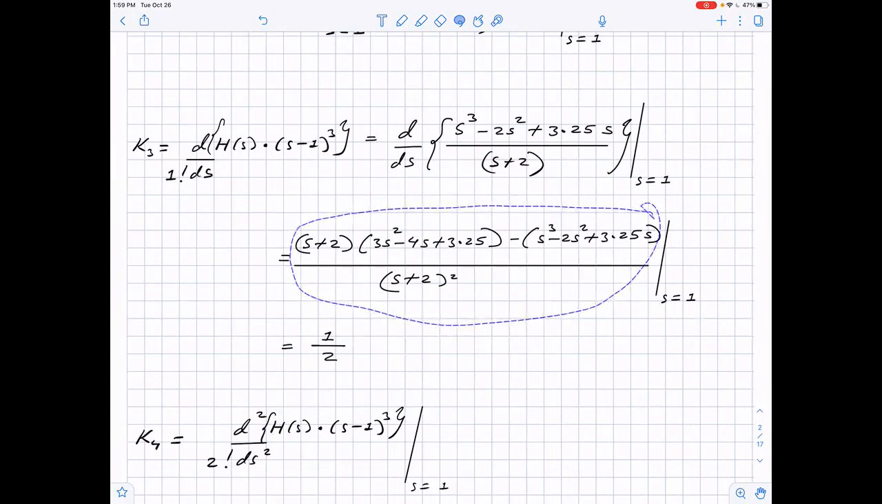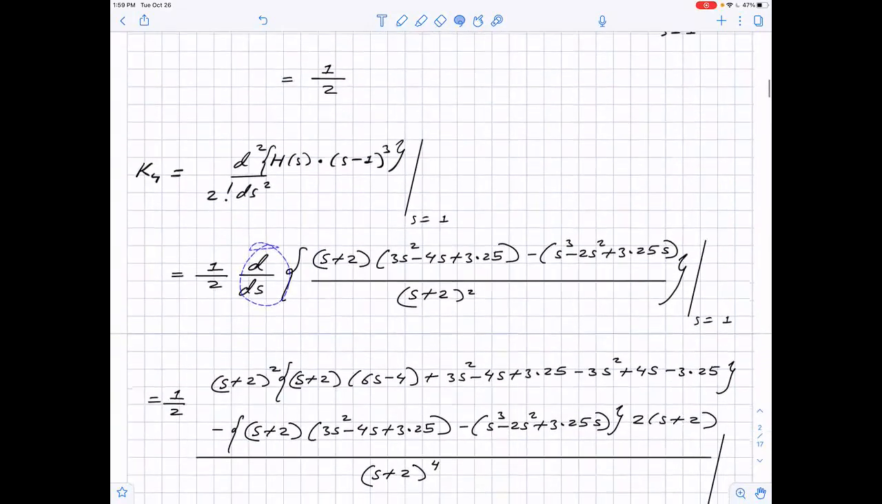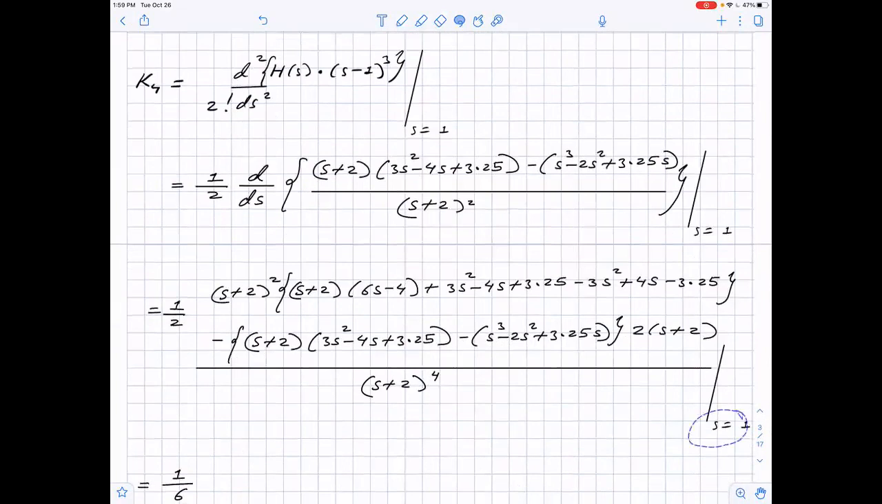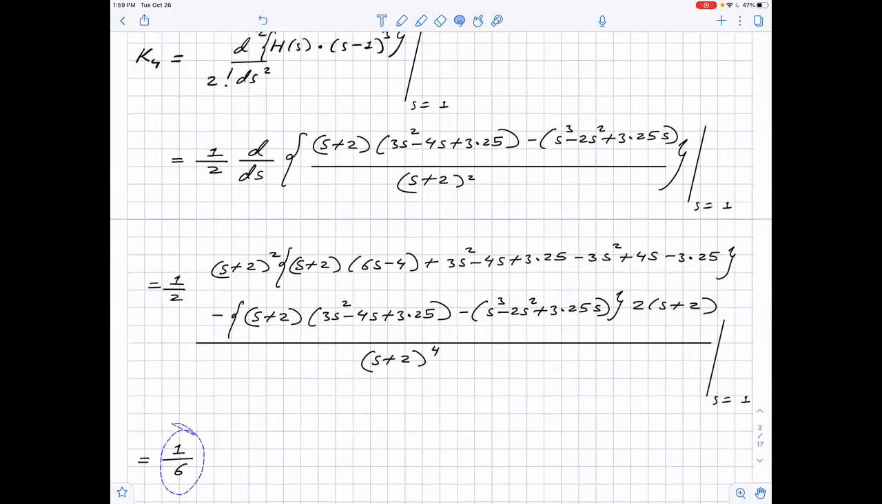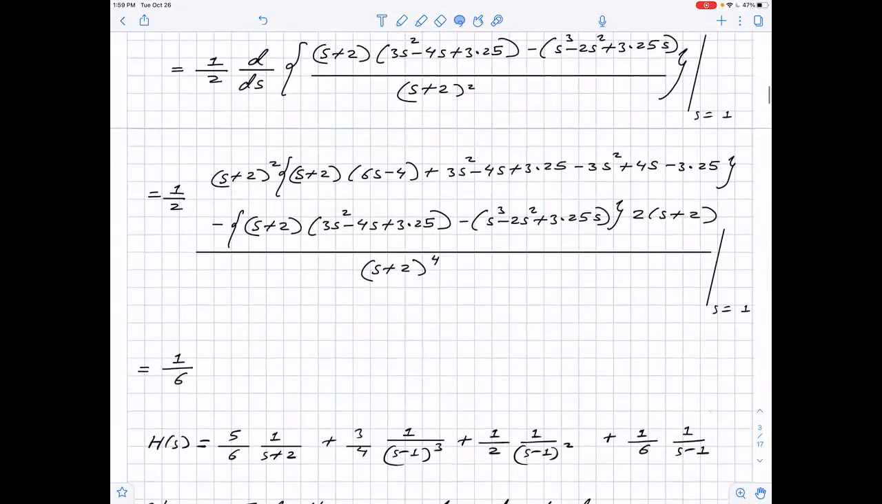So first, let's copy the first order derivative over here. This is the first order derivative. And then if we differentiate with respect to s one more time, we'll have the second order derivative, which is exactly what we're doing here. So this is what we get using the quotient rule for the derivative again. And we plug in s equals 1 in this long expression, we'll get the value for k4, 1/6. Once we have all these coefficients, we can write our H(s) in this partial fraction expansion form.